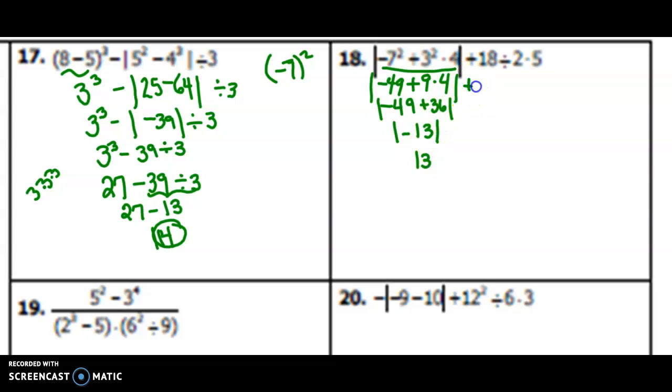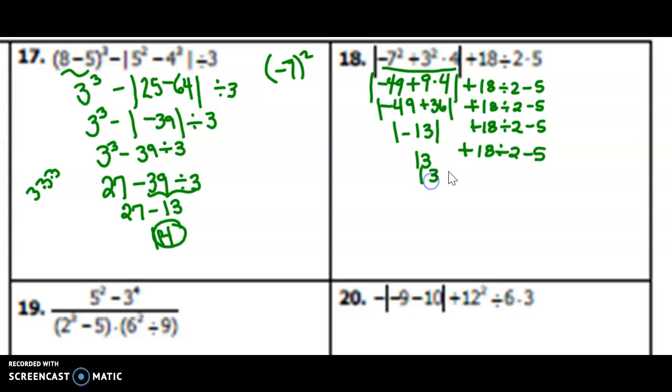However, this stuff over here that I haven't touched yet, it just keeps coming down every time. So all these things that you haven't done, they're still there. And that's why it's so important to bring them down each time so that you don't forget to go back and do that. So now I'm at 13 plus 18 divided by 2 minus 5.